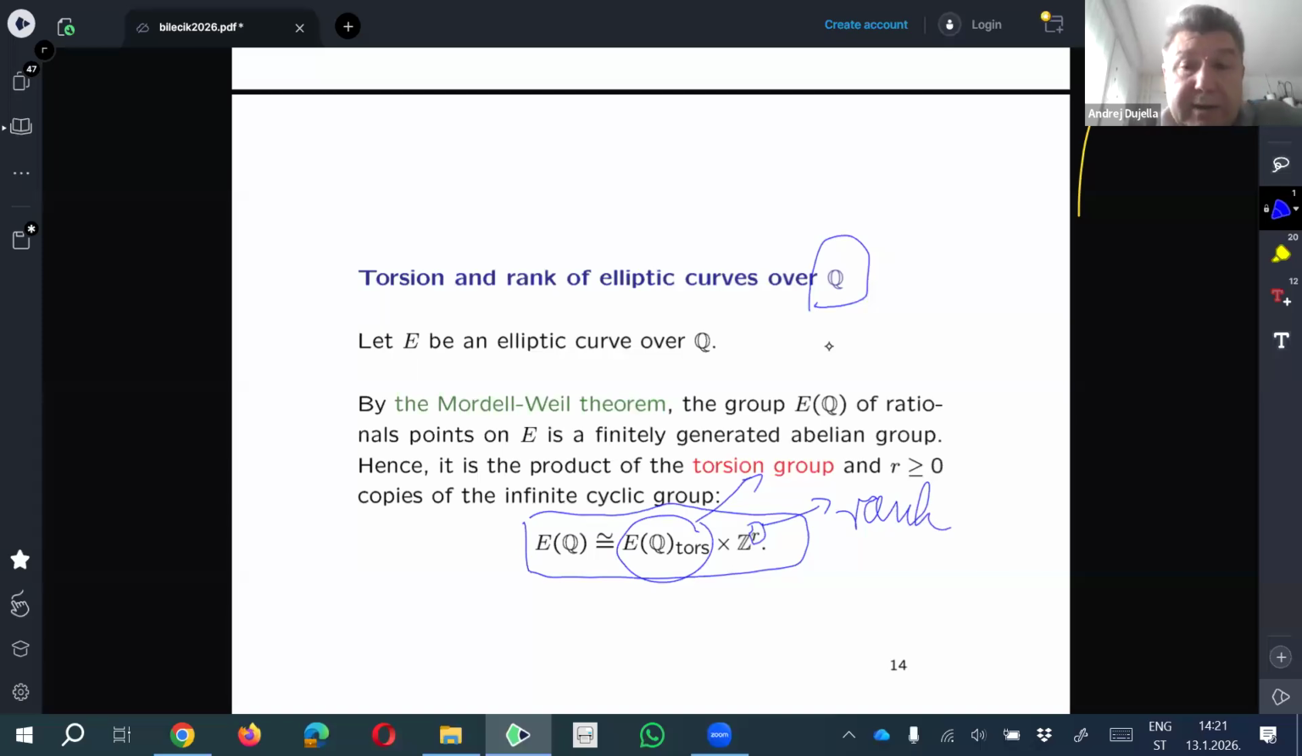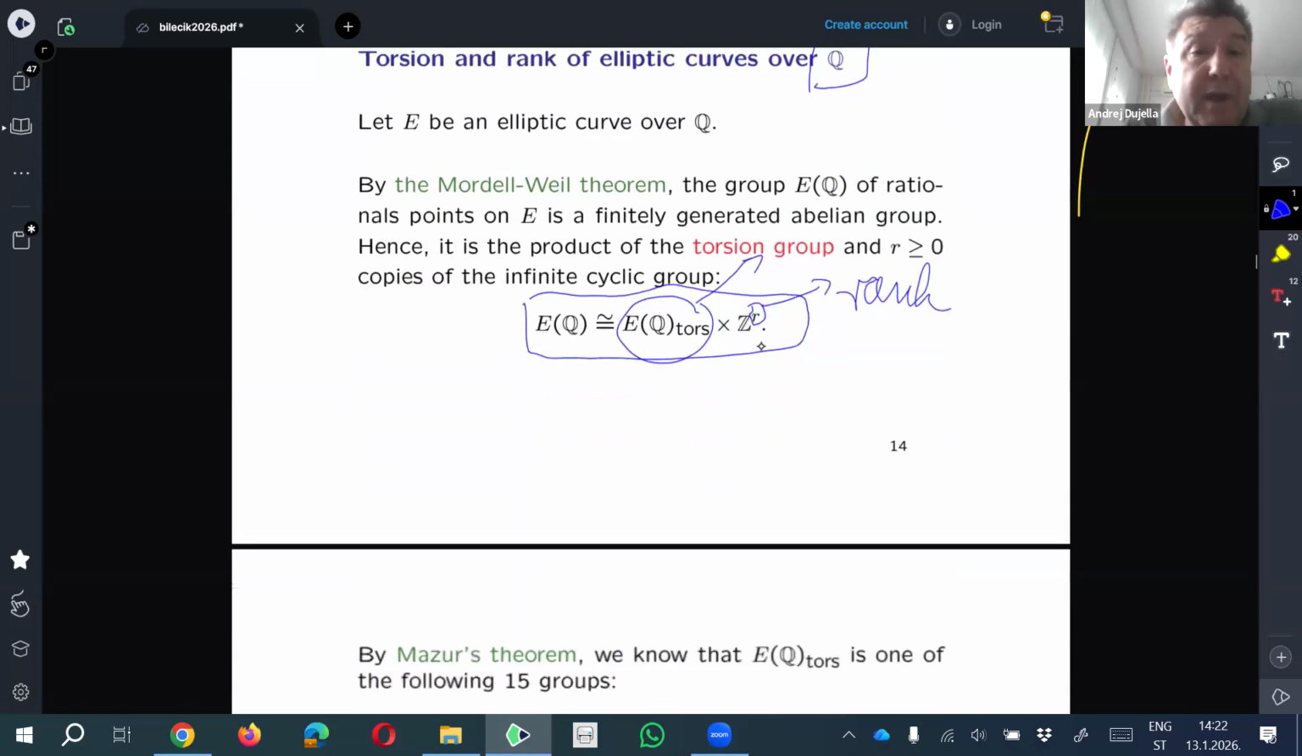So it is a very important result, but we would like to know more. We would like to know which groups are possible as torsion groups, which ranks are possible. And perhaps the most ambitious question would be to say which combinations of torsion groups and ranks are possible. And this is a question in which I became interested and which is somewhat connected to Diophantine tuples.